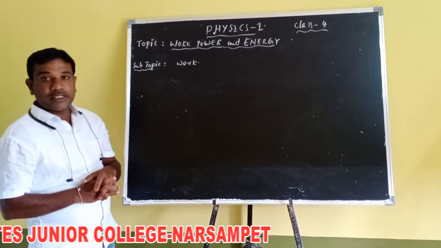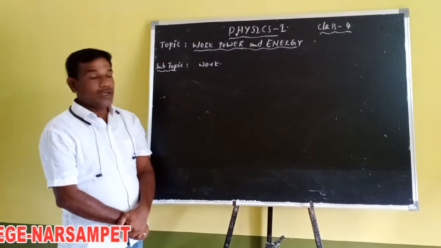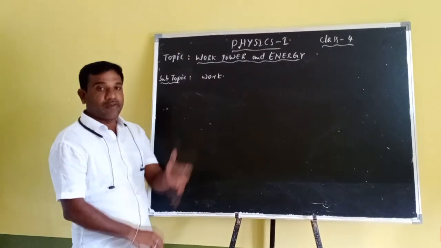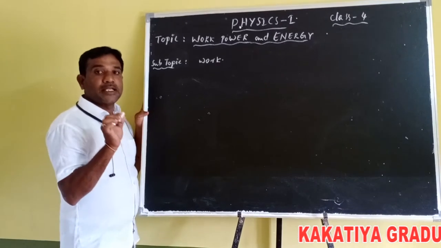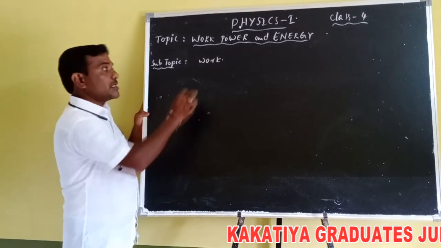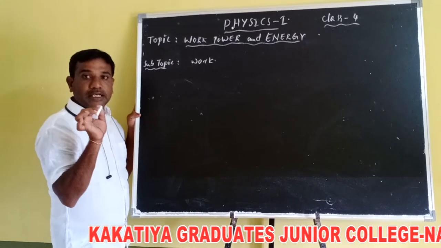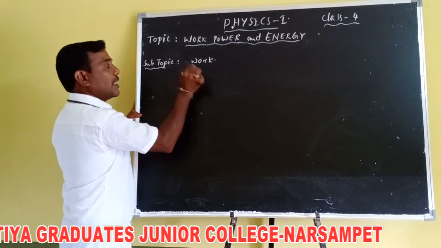Engineering Cert 1 Class 4. Now we are discussing work, power and energy. Already discussed work. Now, second, we will do the definition of work. What is work? Work means the product of force and displacement of a body. The work is denoted by W.